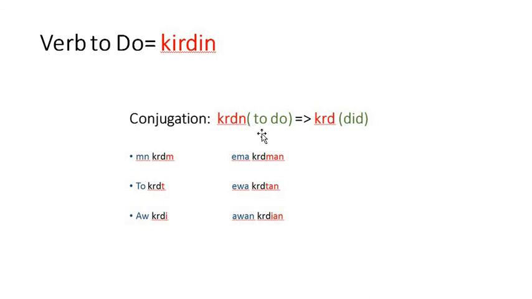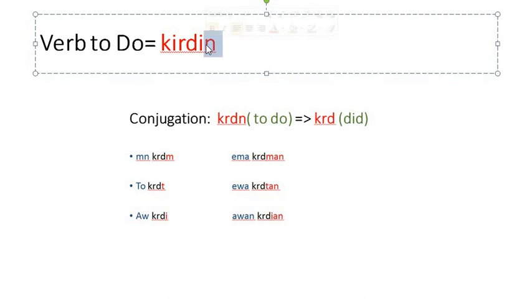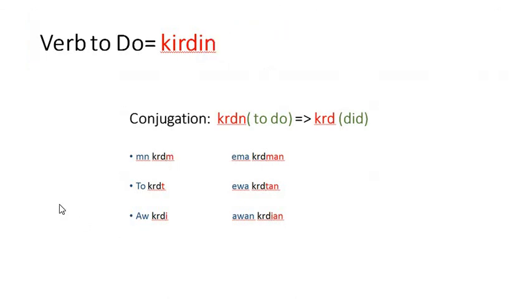We conjugate. Conjugation of kirdin, which means to do. We change it to kird, which basically means did. If we put the N away, you create simple past right away, which I will explain in a minute as well. But basically you can say min kirdim means I did, to kirdit, you did, o kirdi, he, she, or it did. Ema kirdman, we did, ewa kirdtan, you all did, awan kirdian, they did.